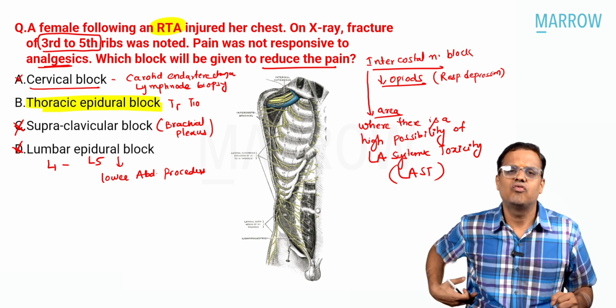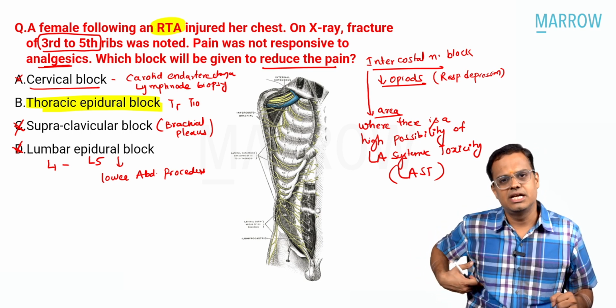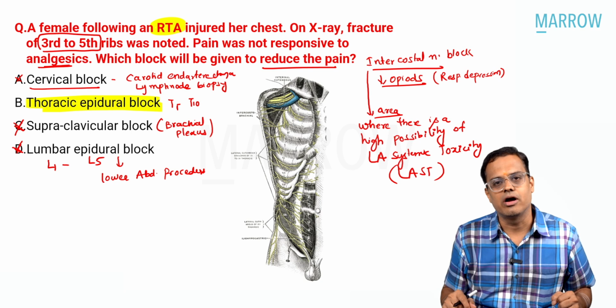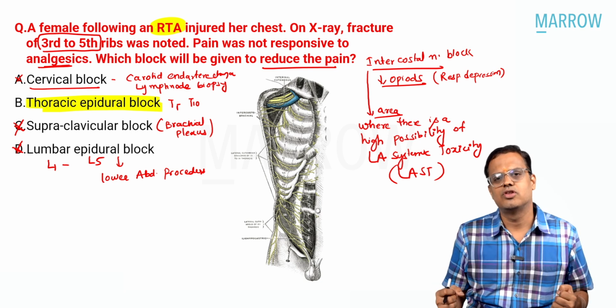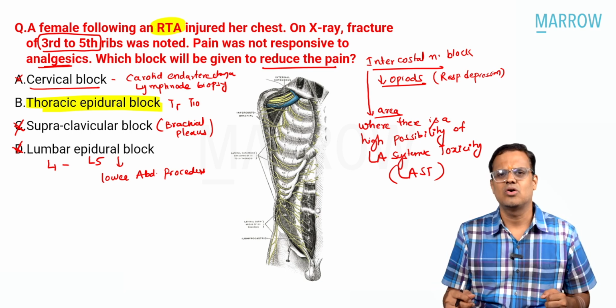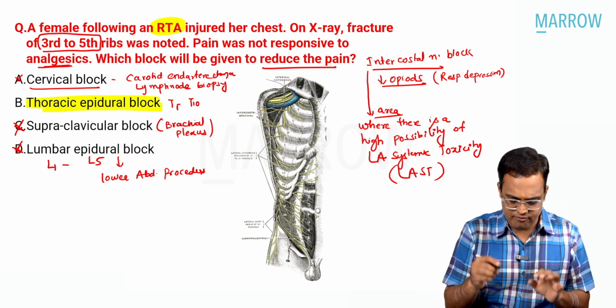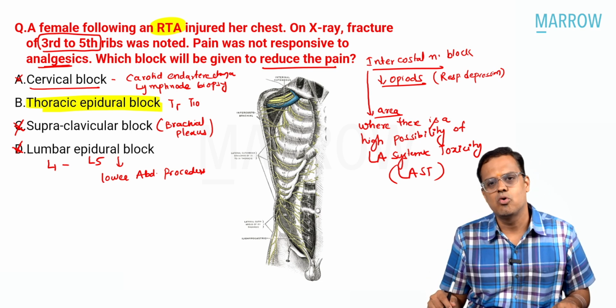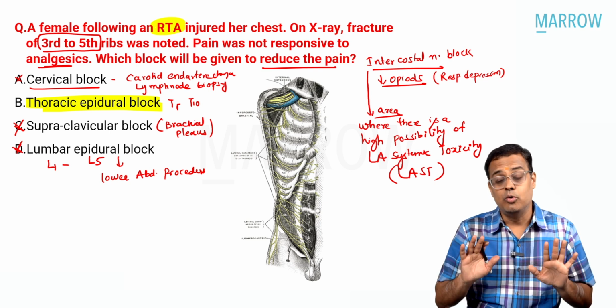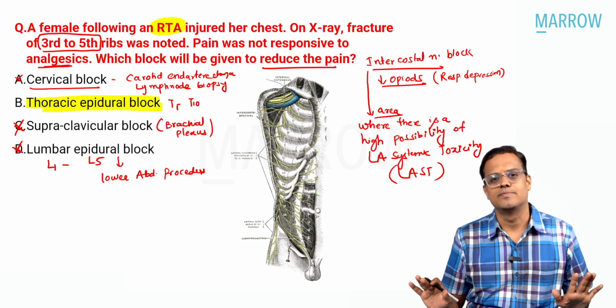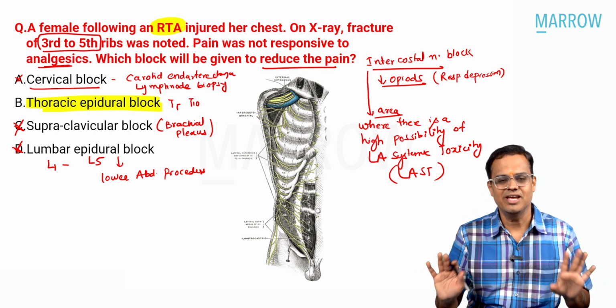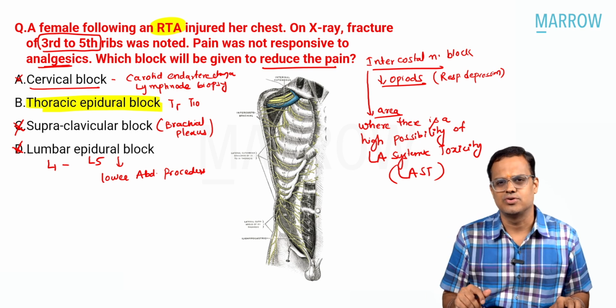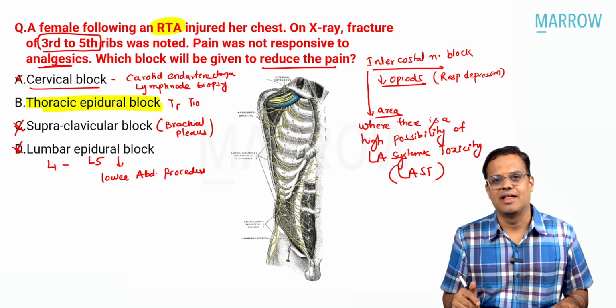Now if 3 or 4 ribs are fractured simultaneously and I go on giving this block, there will be more absorption of the local anesthetic leading to toxicity. So if there are multiple rib fractures, I will go for thoracic epidural. If there are 1 or 2 rib fractures, I can go for intercostal nerve block. No sane examiner will give you both options, that is for sure. So don't worry, this is a pretty straightforward question. Use your logic and you can easily answer it.